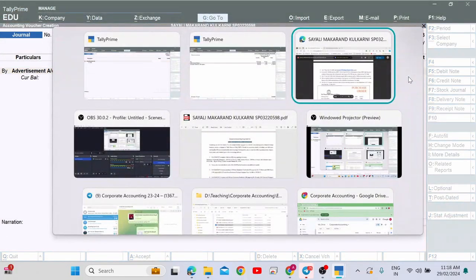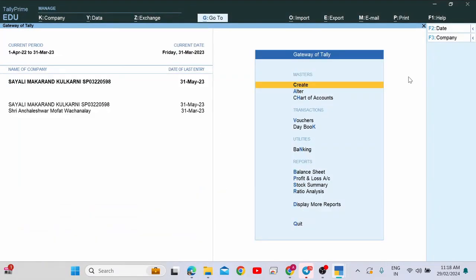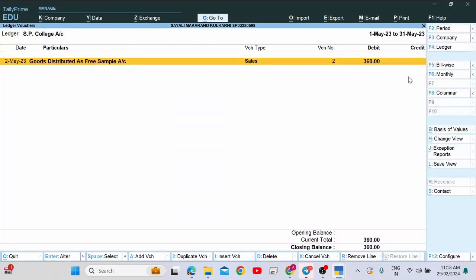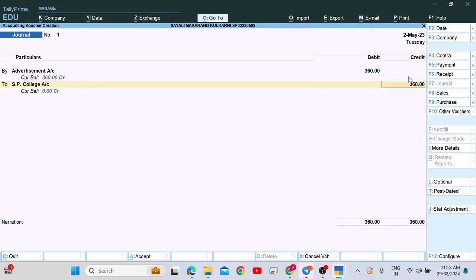you know that Tally will take the 360, no? I think so. That was 360, SP's balance. We already checked somewhere. SP 360 rupees. Now here you should give debit to advertisement 360 and credit to SP college.